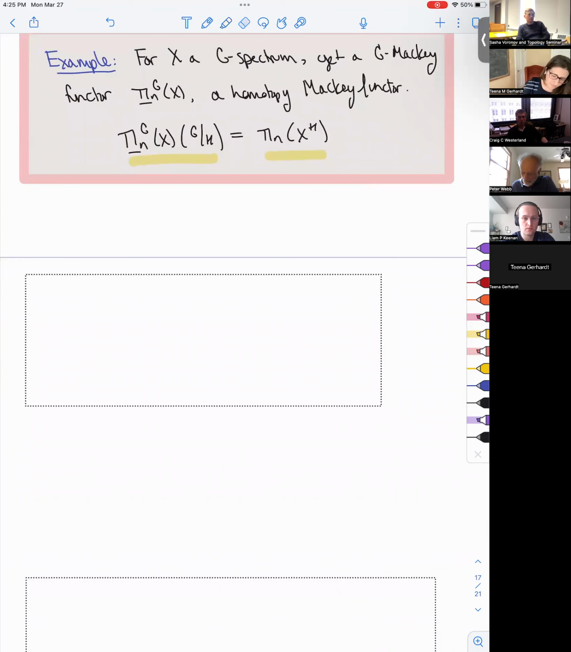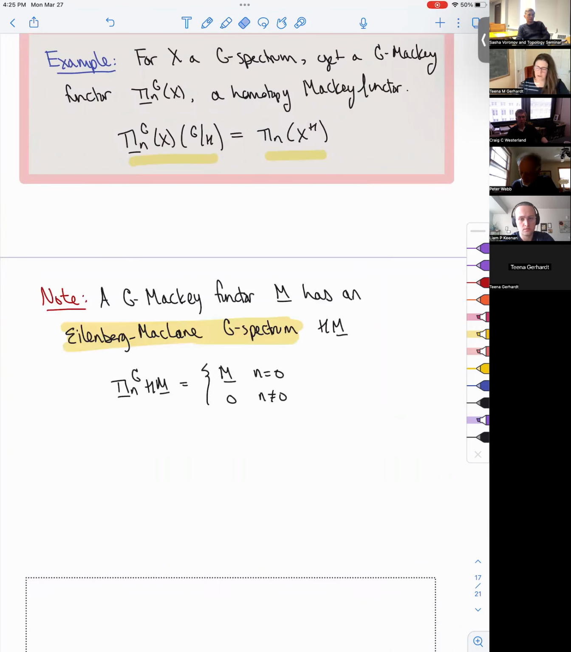Okay, so these Mackey functors, they have a couple of nice things that I want to mention about them. With abelian groups in ordinary homotopy theory, you can associate an Eilenberg-MacLane spectrum to them. With Mackey functors, you can similarly get an Eilenberg-MacLane spectrum, but now it's an equivariant spectrum. It's characterized again by the homotopy being concentrated in degree 0.